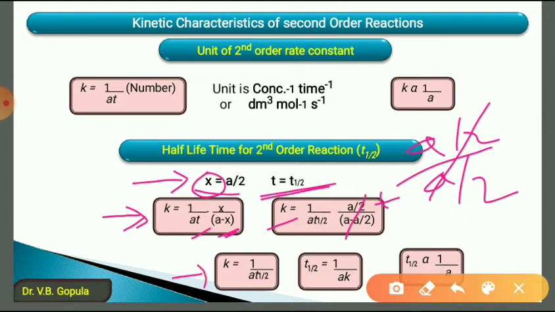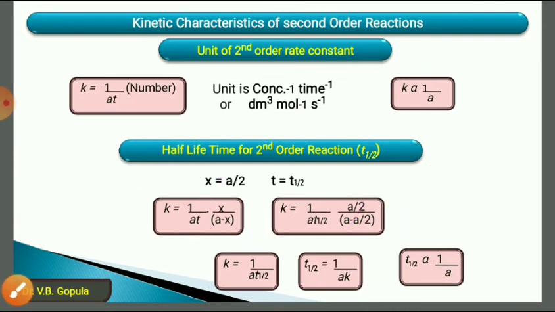From this we can calculate the t half value, that is, t half equal to 1 upon ak. So finally we get t half equal to 1 upon ak. So we can correlate t half and initial concentration, that is, t half is inversely proportional to the initial concentration of the reactant. Now we will see the graphical representation.